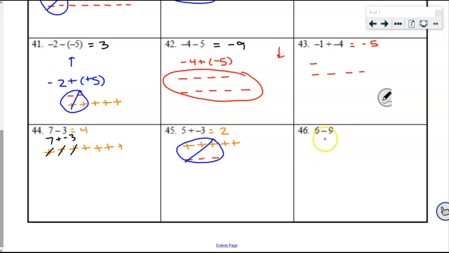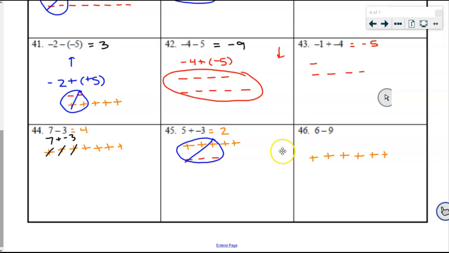6 minus 9. I have 6 balloons. That's what this means, 6 balloons. 1, 2, 3, 4, 5, 6. This is a takeaway problem, so I should be taking away 9 balloons. And I look at this and I realize I don't have enough. So again, we can go about it the old-fashioned way and we can add a bunch of 0 pairs.